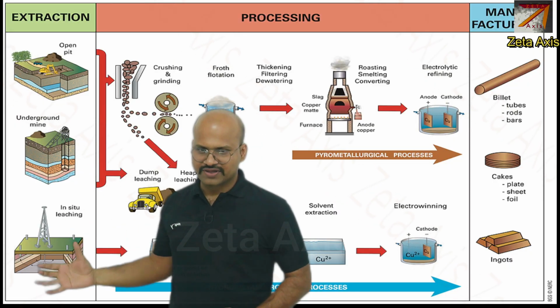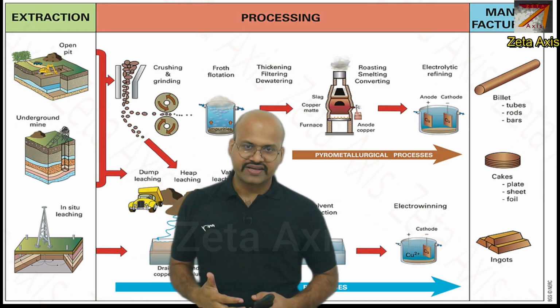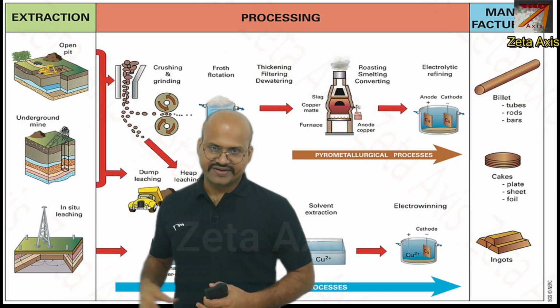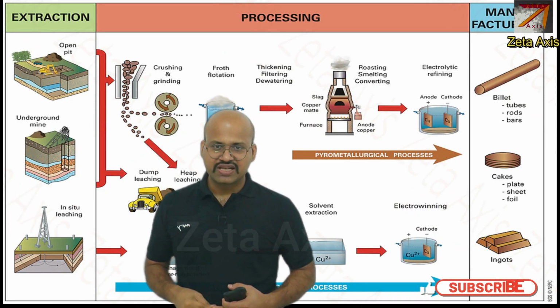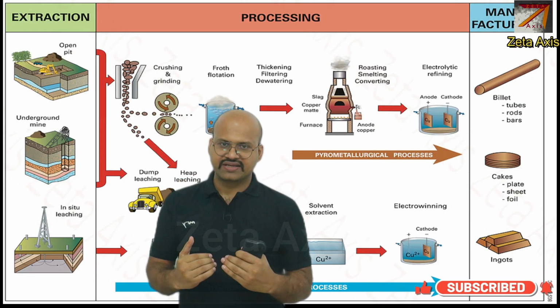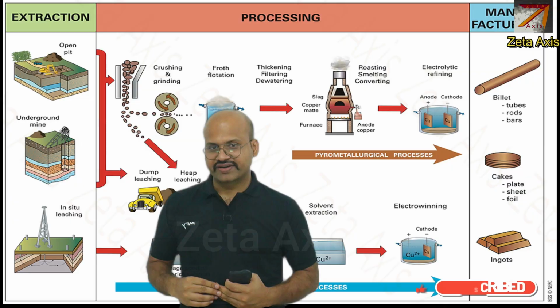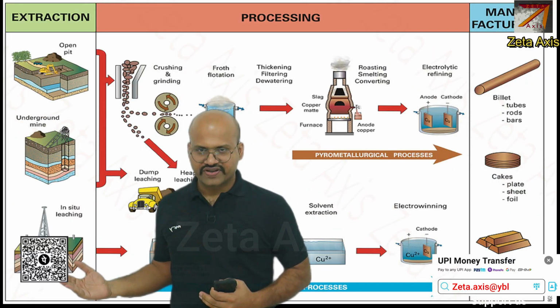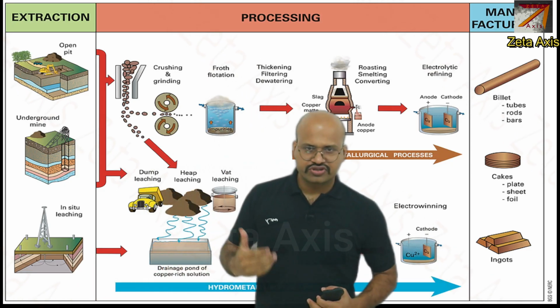In in-situ leaching, if there is a location with copper reserves, certain solvents can be added, and these solvents will leach or absorb the copper. Then they collect in a region, and from that collection the copper can be directly extracted. So these are the three methods of extraction, and then let's see the processing part.